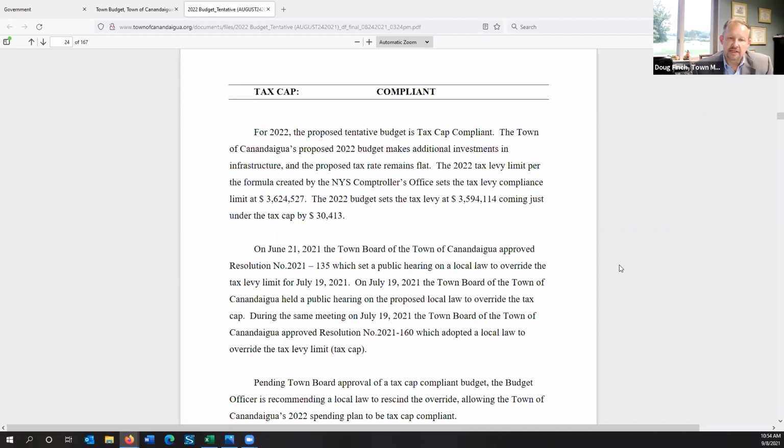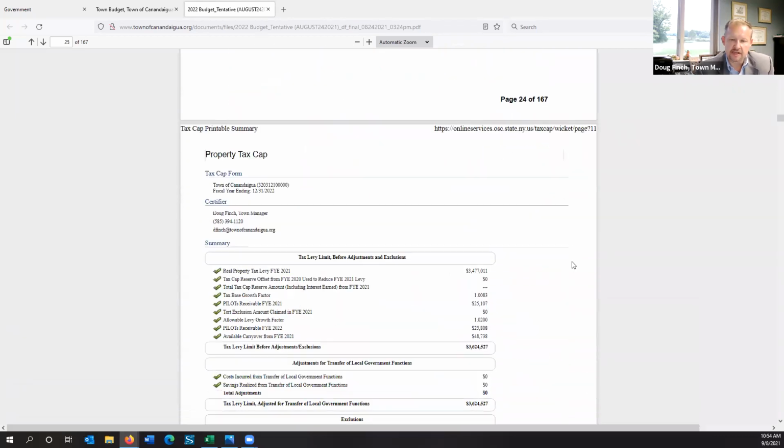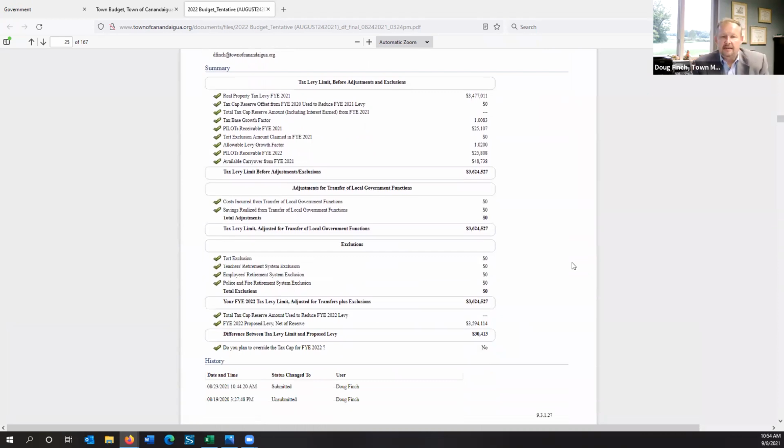The 22 budget is tax cap compliant. I referenced this earlier. There is a formula that goes through, and I'll just show you that here on this next page. It includes the tax levy, it includes things like pilots, it includes carryover. There's a formula that's been established by the Office of New York State Comptroller, and you have to go through that process and put in that information. That's something that I do as the budget officer, put in all those, remove the exclusions, put the information in to calculate what our tax cap levy limit is.